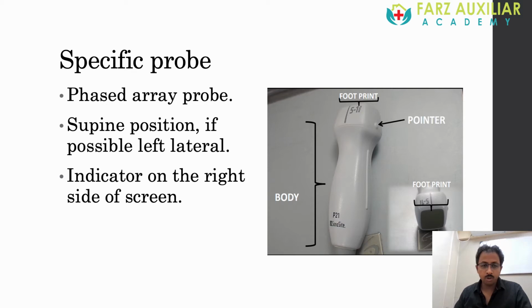Now, in my lecture, I want to discuss two things separately. First, what are the views, what are the windows by which we can measure the parameters, and then I will discuss the use of echocardiography in critical care. So to use echocardiography at the bedside, there is a special probe, the phased array probe with a small footprint, so that we can fit it in between the rib cage. The patient should be in supine position, preferably, if possible, in left lateral, and the indicator of the probe should be on the right side of the screen.